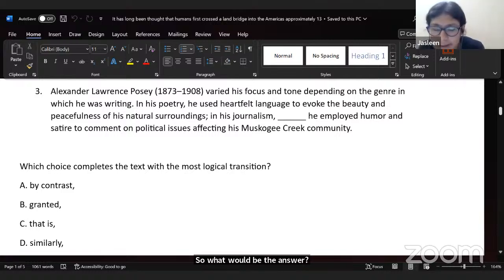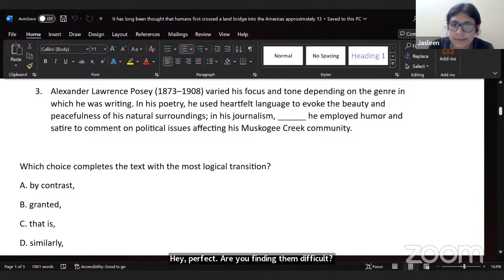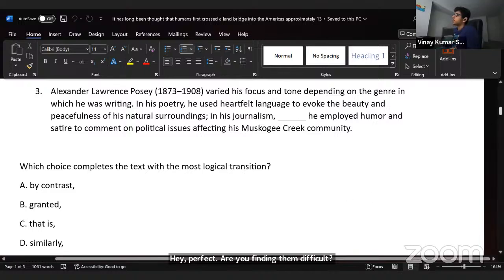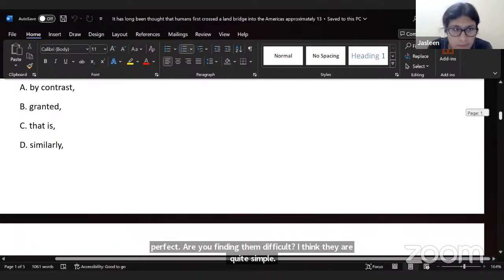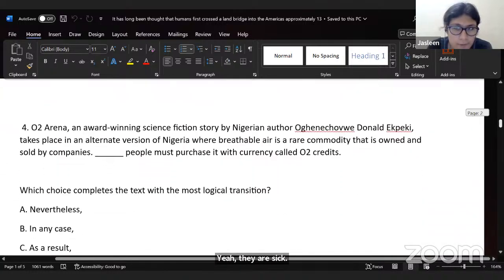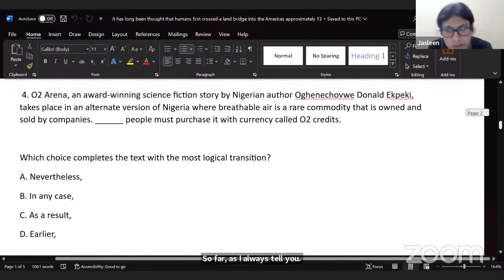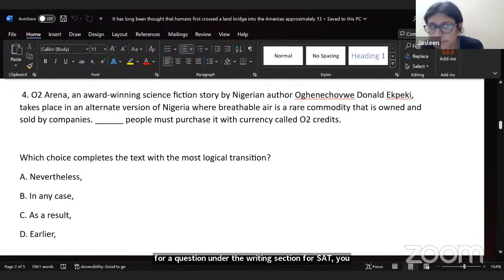Are you finding them difficult? I think they are quite simple. Yeah, they are. So, as I always tell you, for a question under the writing section for SAT, you should not possibly take more than 30 seconds to answer. Okay? Read the fourth one.